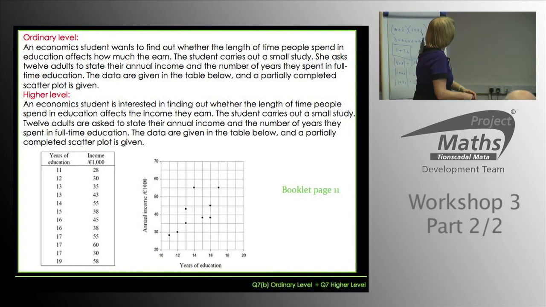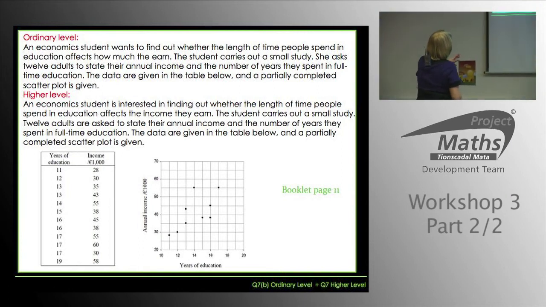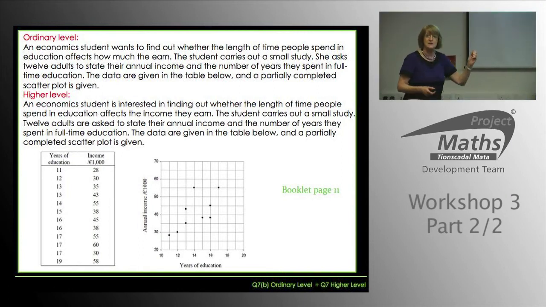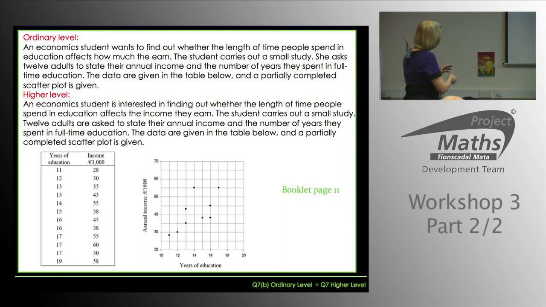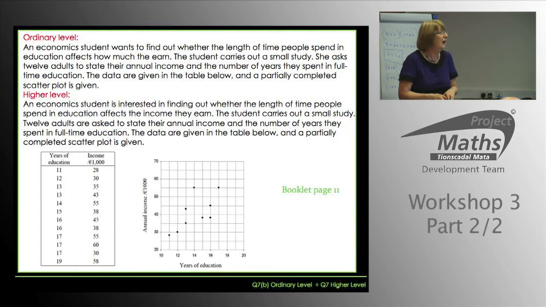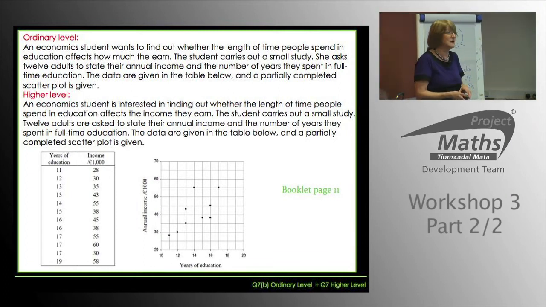What you basically have here is that an economist wants to find out the length of time people spent in school and the amount of money they're earning. And we have the information here. And part of the scatter plot is drawn for the students. And then they have some specific questions on it. Okay? So let's have a look at the questions.